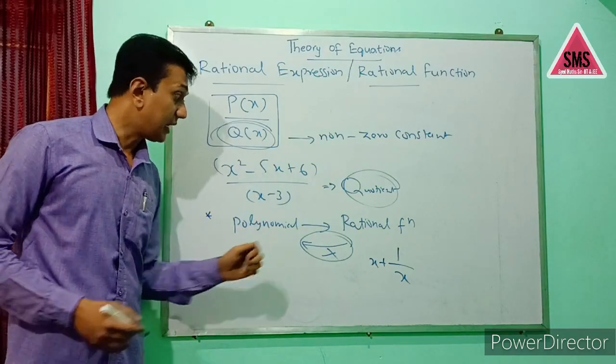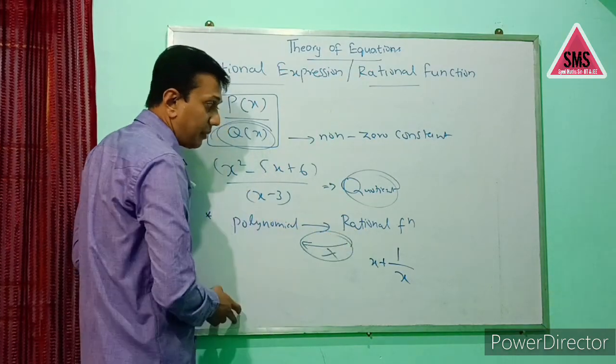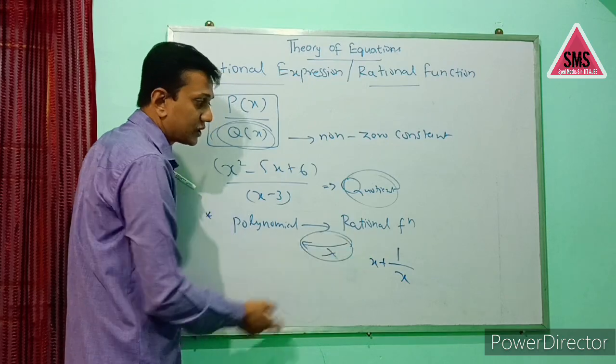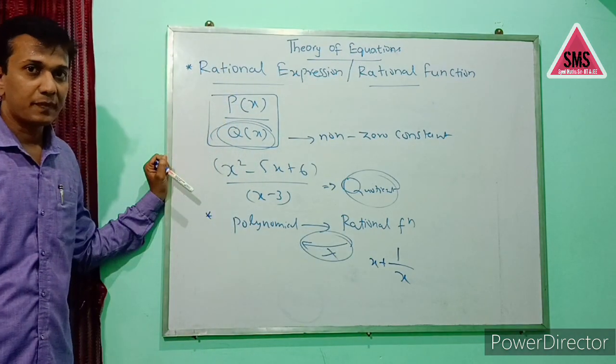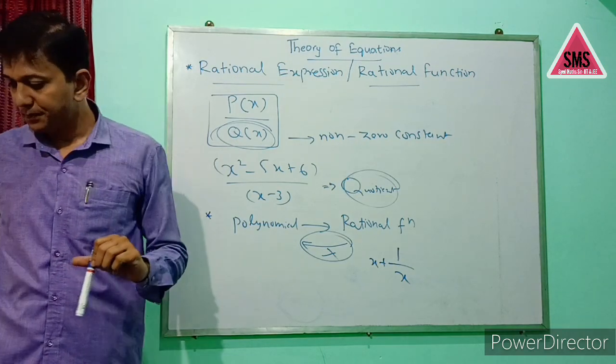But at the same time, in some cases, a rational function cannot be written in the form of a polynomial. Example, this one. So next one.